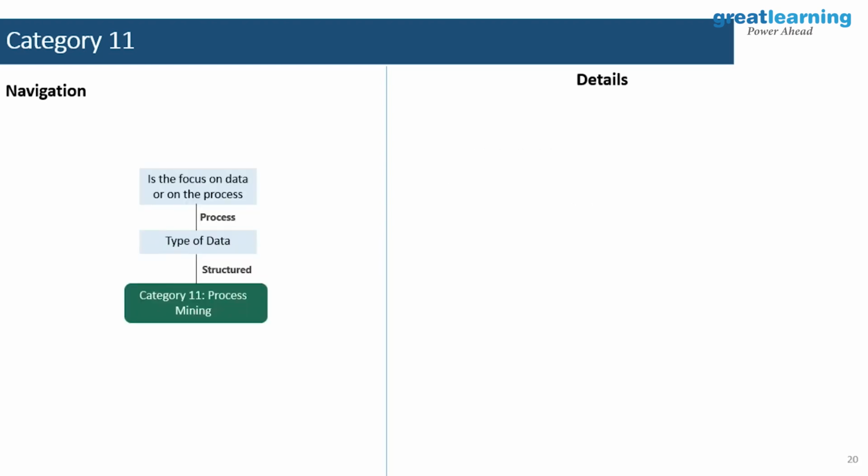The last one, I've said 10 plus 1 because this is where we are starting to think if the focus is on the process, not on the data, right? So all along we have only seen cases of you're given data or you've extracted data and you're working with data in multiple different ways. What if the whole thing is about the process, right? And typically the process data is all structured.